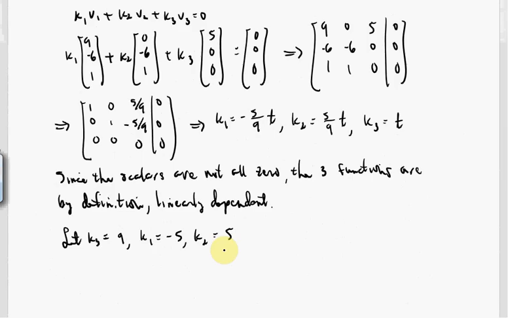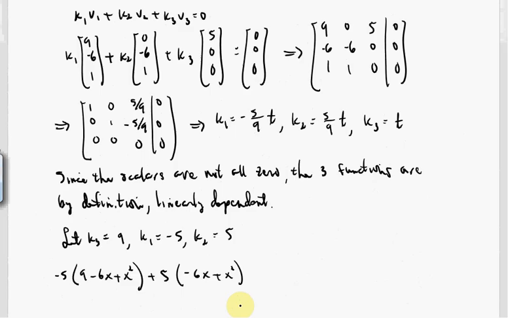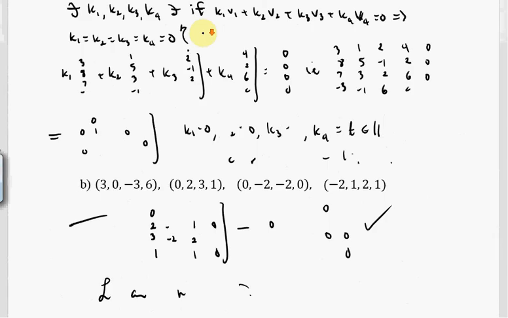So we have K sub 1, which is negative 5, times that first vector here, that's the 9 minus 6x plus x squared, plus 5, K sub 2, times that second vector. We list that in descending order, negative 6x plus x squared, and then plus 9 times here, that last polynomial is just 5 over there, if the computer would just behave.